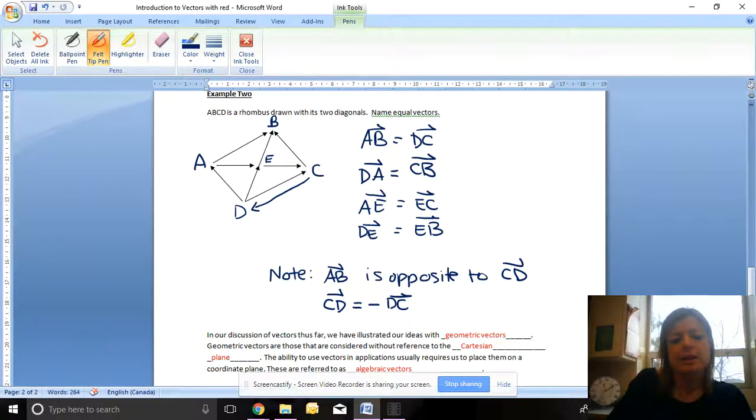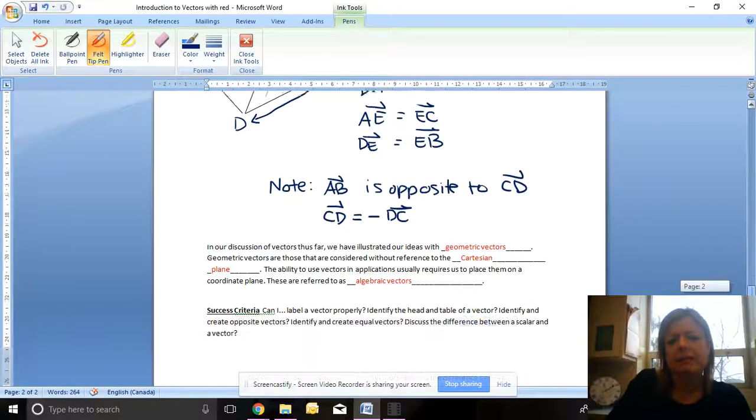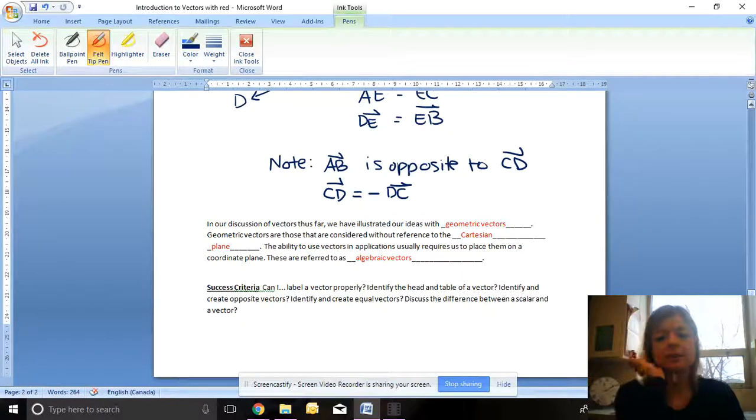Okay? So in our discussion thus far, we have illustrated our ideas with geometric vectors. Geometric vectors are those without reference to the Cartesian plane, as I mentioned. The ability to use vectors in applications usually requires us to place them on a coordinate plane, and those are algebraic vectors. So that was, again, seen in example 1.